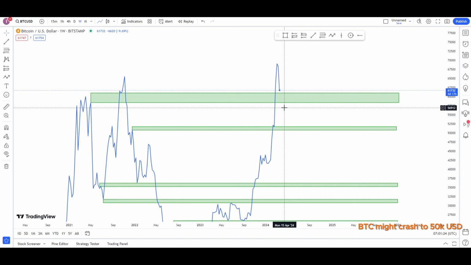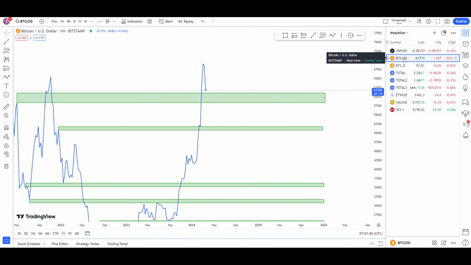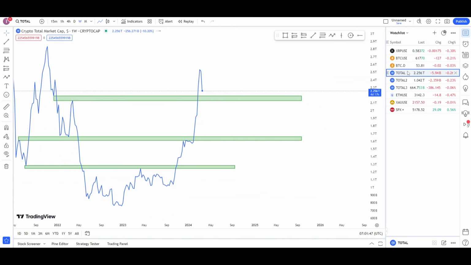So guys, as always, I keep on reminding: take your profit during the pump. Stay safe during the pump. Be fearful when others are greedy. This should be my update for today, basically on the total market cap and also Bitcoin.